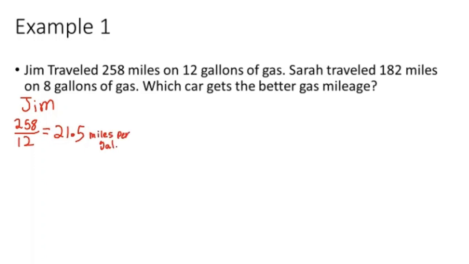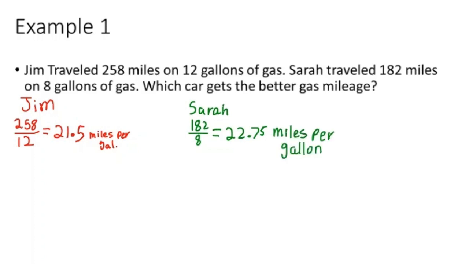Now, we'll do the same thing for Sarah. Sarah can drive 182 miles on 8 gallons of gas. So 182 divided by 8 gives us 22.75. So Sarah can travel 22.75 miles per gallon. Well, the car with the best gas mileage will be the car that can drive the farthest on the same amount of gas. Jim only travels 21.5 on 1 gallon of gas, while Sarah travels 22.75. So Sarah gets the best gas mileage.